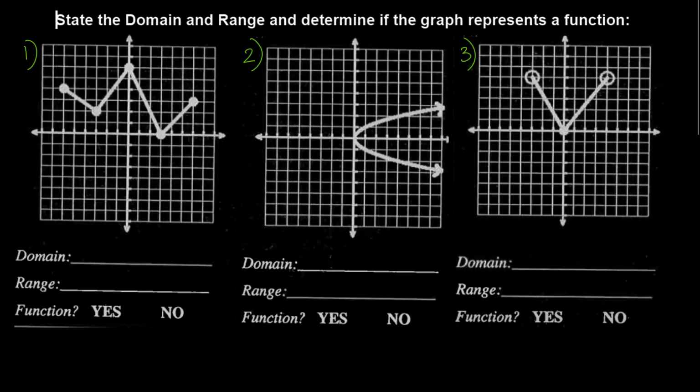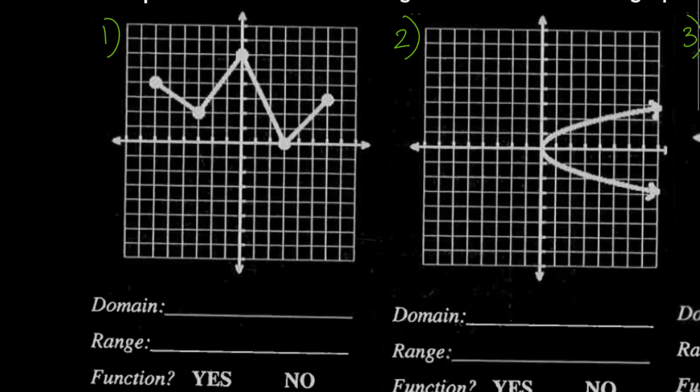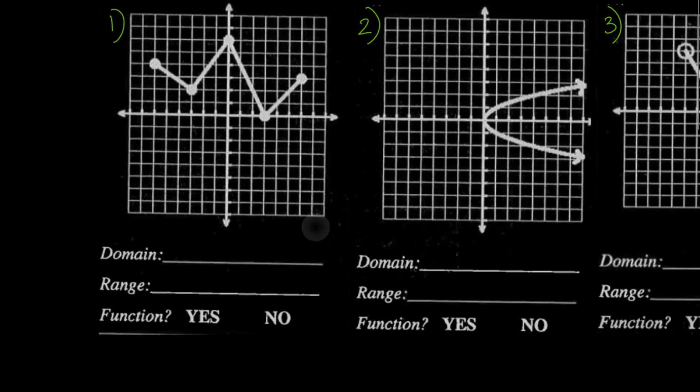In Algebra 1, everyone learned to write domain and range using inequality notation. In Algebra 2, we'll be using two different types of notation, set builder notation and interval notation. So first, it's good to remember what exactly domain and range are.